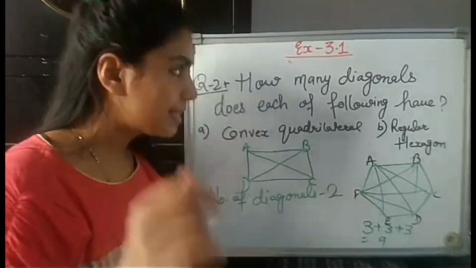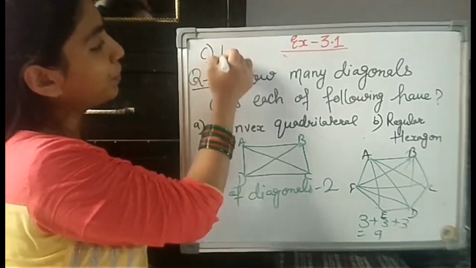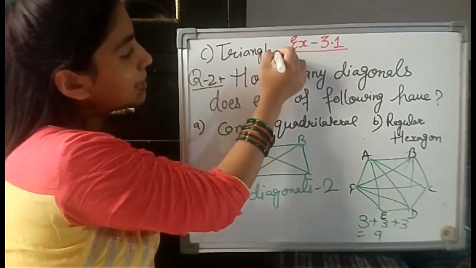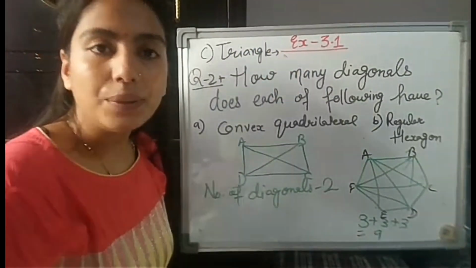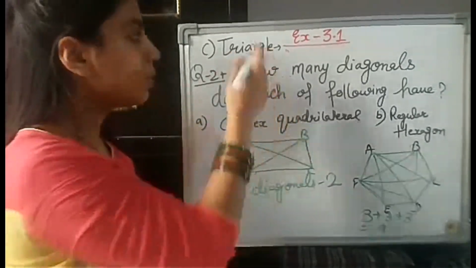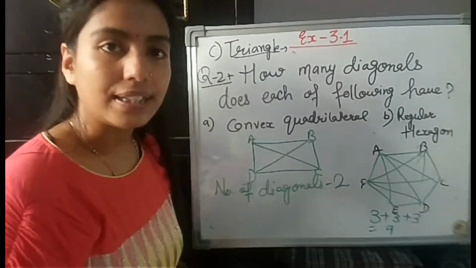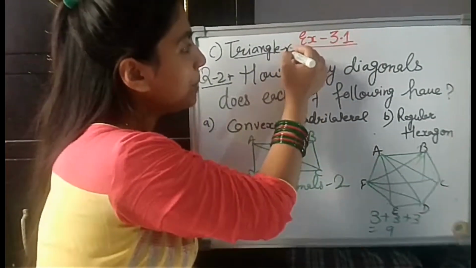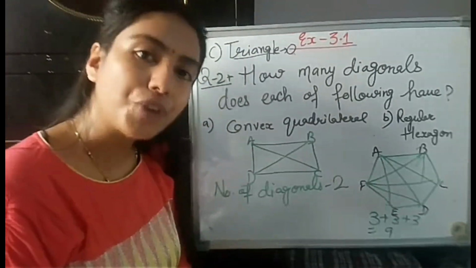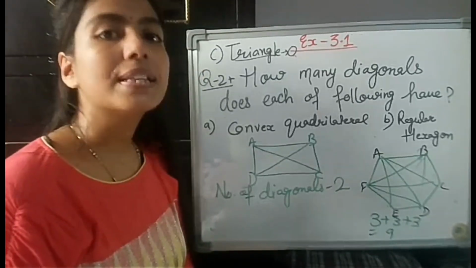Okay students, and C part we have for the triangle. Triangle, it is not mentioned over there what kind of triangle it is, equilateral, isosceles, or which one. So it is only called triangle. So we can't draw any diagonal. So for this the diagonals would be 0 only. Because it is not mentioned what type of triangle it is, for any confusion we simply say 0 only.